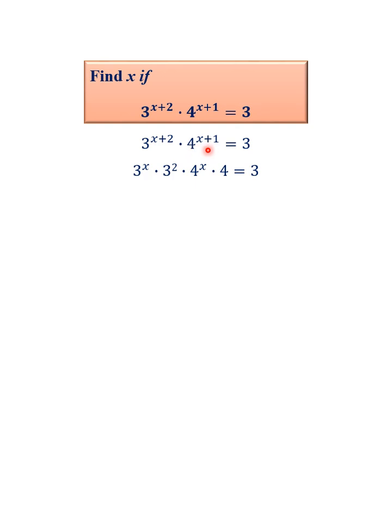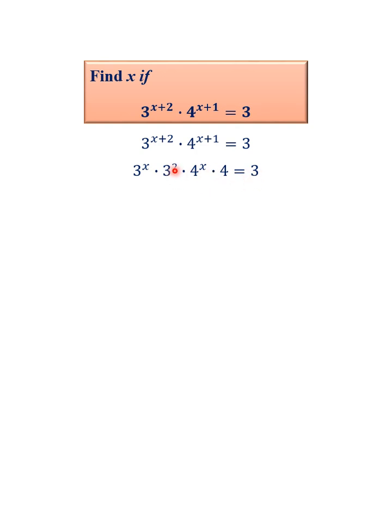Similarly, we split this into a product of 4 to the power of x times 4 to the power of 1. Of course, anything to the power of 1 is that thing, so we don't need to put the 1 there. 4 is the same thing as 4 to the power of 1. Now that you have this, everything is equal to 3, it becomes very simple.